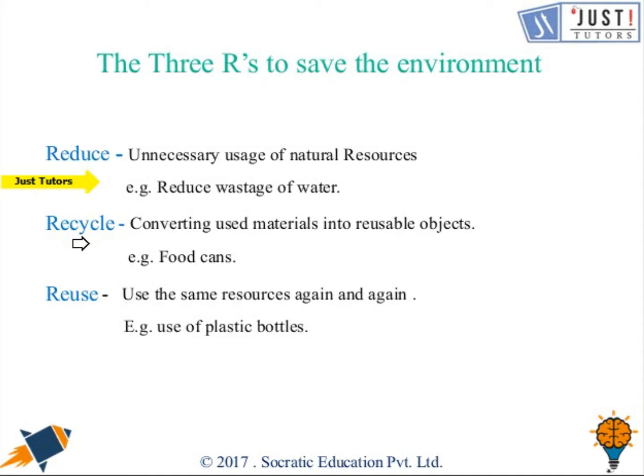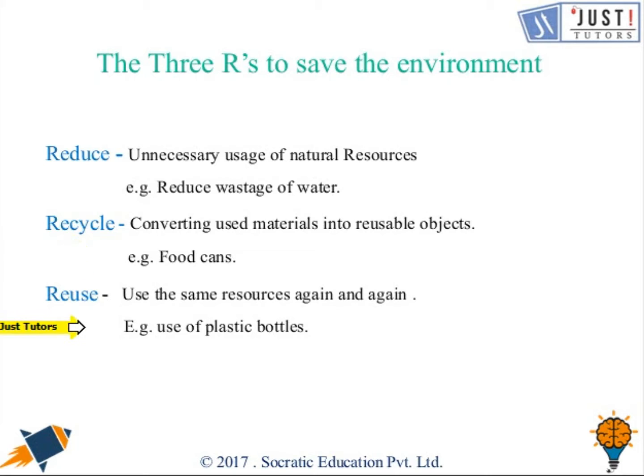Now coming to the second R, that is recycle. It means converting used materials into reusable objects. There are many items which can be recycled again and again. Recycling is another way of reducing the demand for natural resources. For example, by recycling paper, we reduce the demand for wood and thus help in saving the forests.